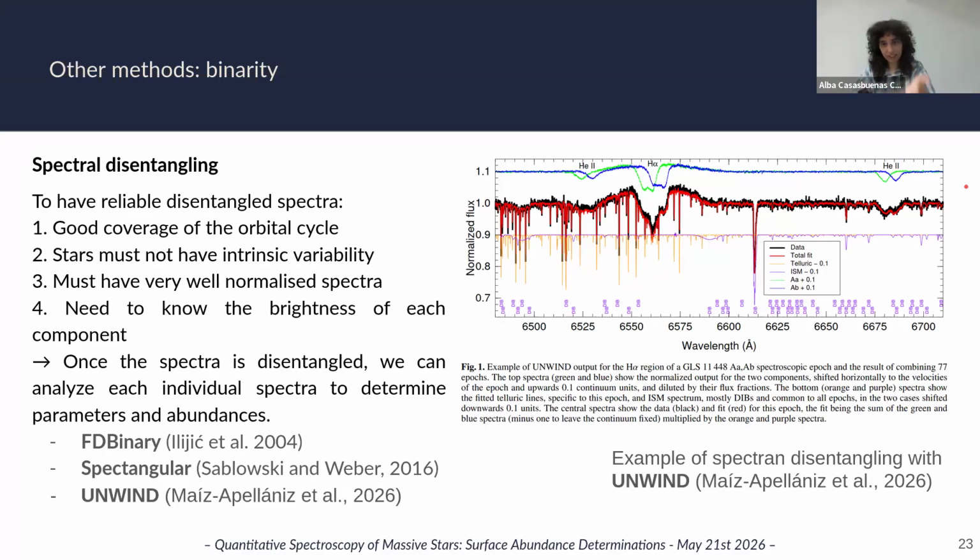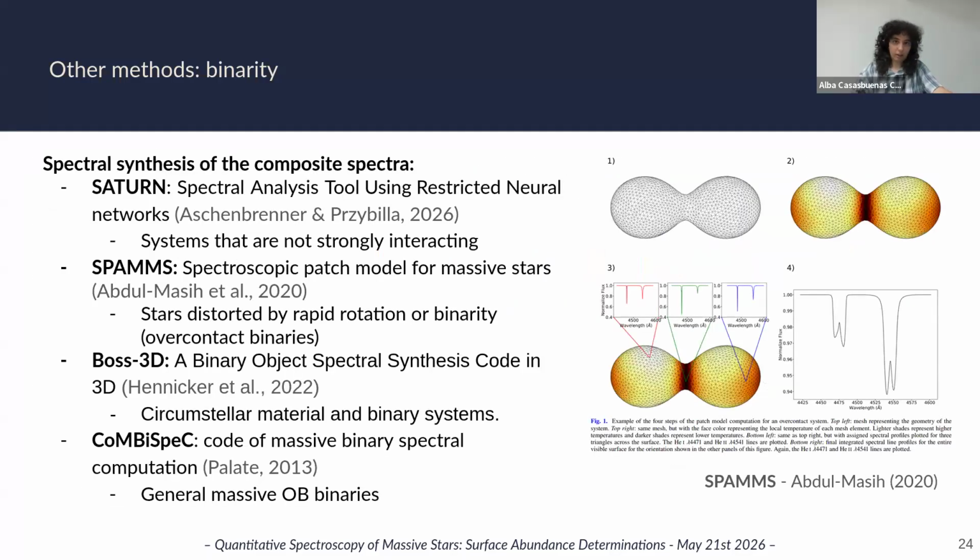And then here on the right, I include an example, in this case from the unwind code, on how to do this spectral disentangling to get the two individual spectra that we can then use to do the quantitative spectroscopic analysis. And finally, the other method is to do spectral synthesis of the composite spectra, having the synthetic models of the binary spectra and comparing them.